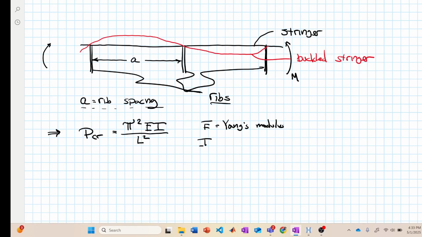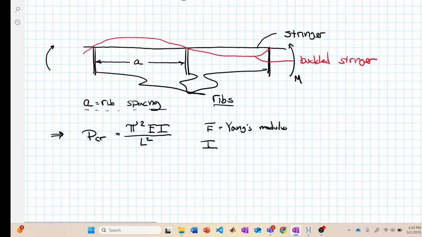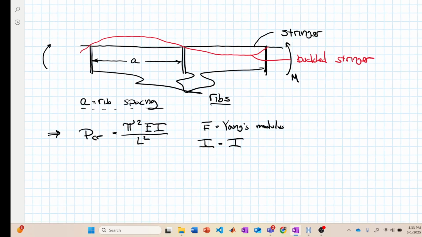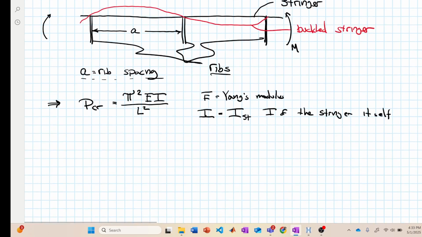Now I, this is the one that sometimes gets a little confusing because we're going to bounce back and forth between properties for the stringer and properties for the total cross section. In this case, I is going to be I of the stringer. Maybe we have a stringer that is a hat section. So it would be the I of that stringer about its neutral axis.